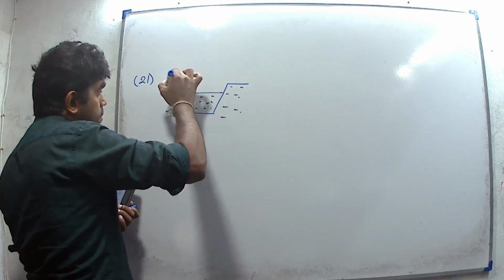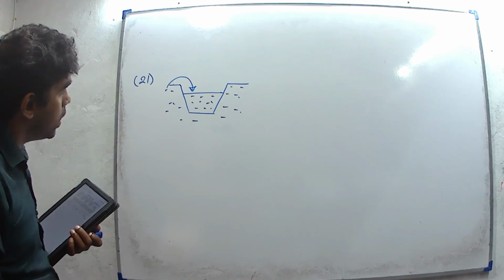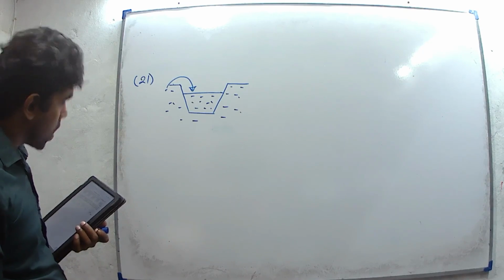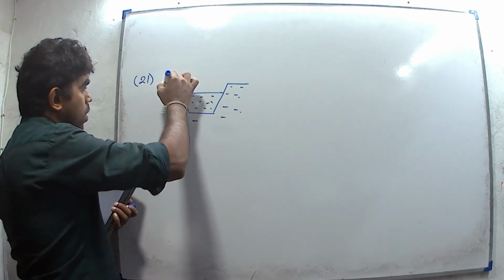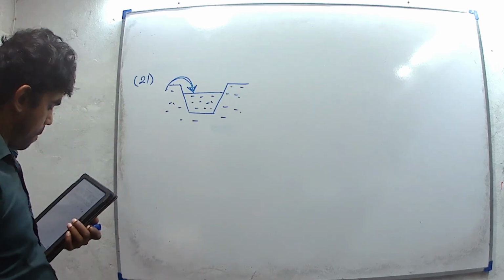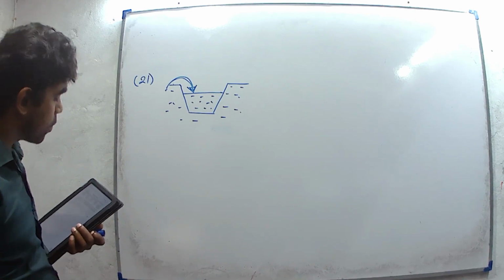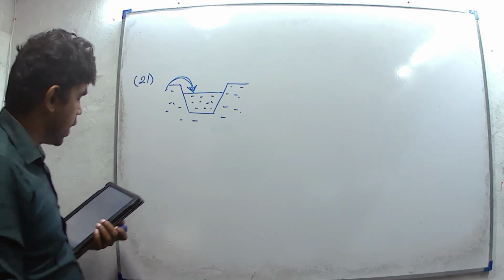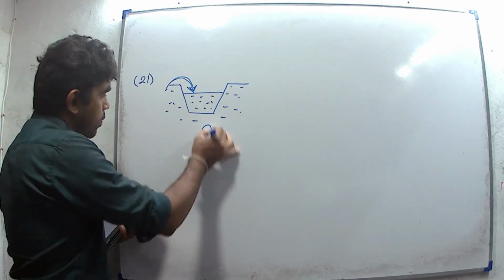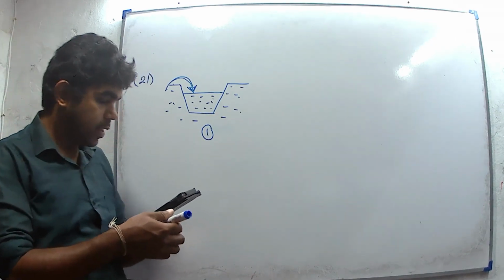When sinking, water will enter the container from this end. Water will enter the container from its beam, and then it will sink. Then we can get the answer: the first one for question number 21. We can't get the other four answers.